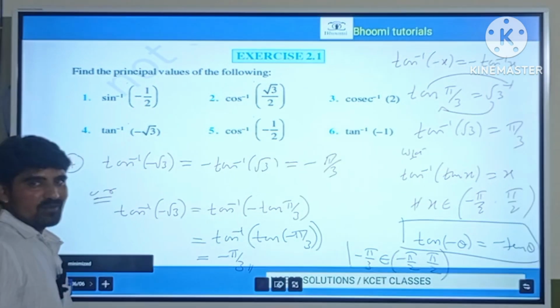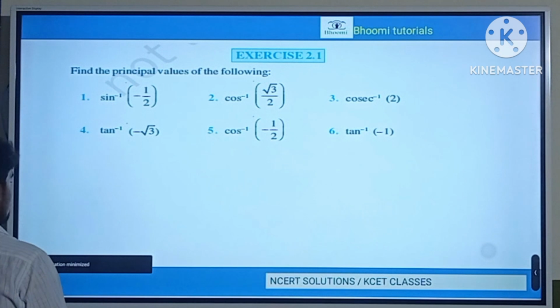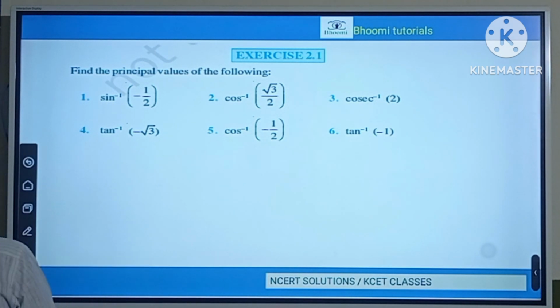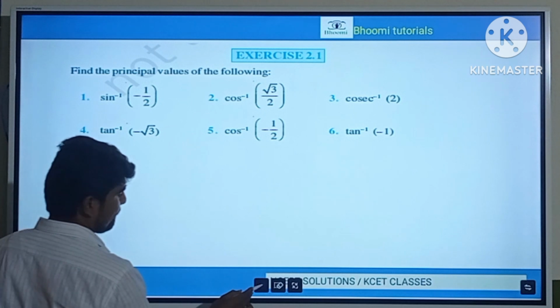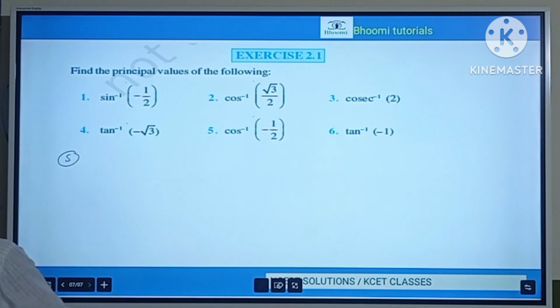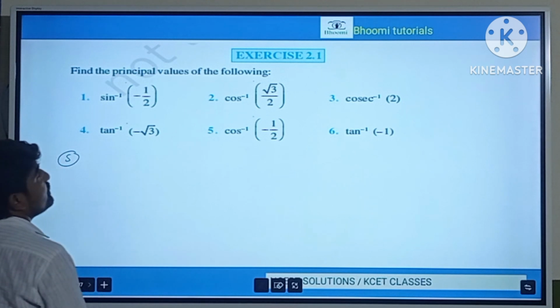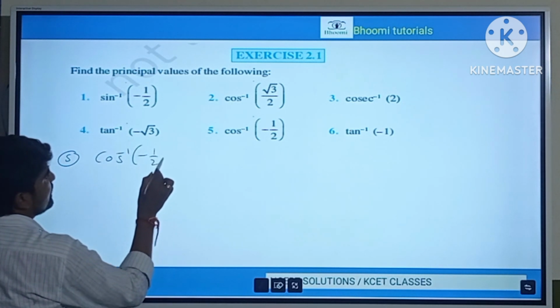So I hope all of you understand. Let us start the fifth question. What is the fifth question here? The fifth question is the principal value of cos inverse of minus 1 by 2.